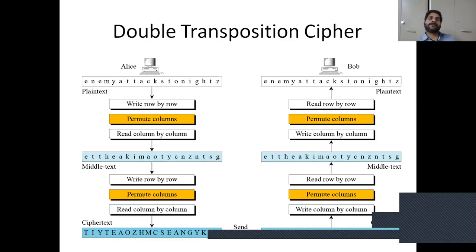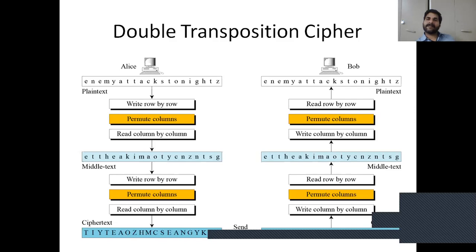Now, similarly, we use the double transposition cipher. First, Alice applies it to the plain text: write row by row, permute the columns, read column by column. This gives the middle text, after receiving the ciphertext. Next, we again write row by row, permute the columns, read column by column. So after the second phase, we receive the ciphertext and send it.